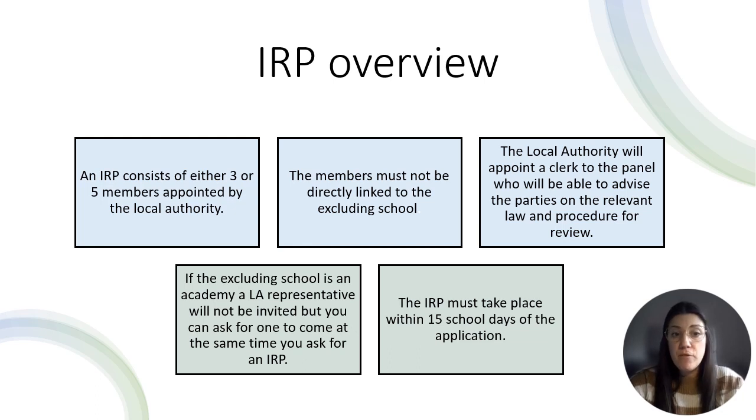So here's a brief overview of the Independent Review Panel. It will consist of either 3 or 5 members appointed by the local authority. The members must not be directly linked to the excluding school, and the local authority will appoint a clerk to the panel who will be able to advise the parties on relevant law and procedure for the review. If the excluding school is an academy, then a local authority representative will not be invited, but you can ask for one to come at the same time that you request the Independent Review Panel. And the Independent Review Panel must take place within 15 school days of the application.